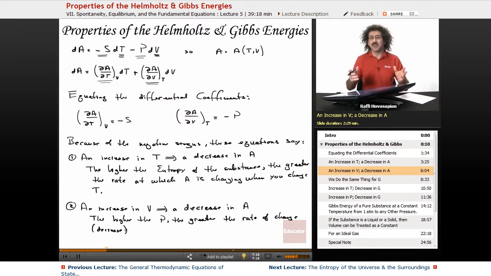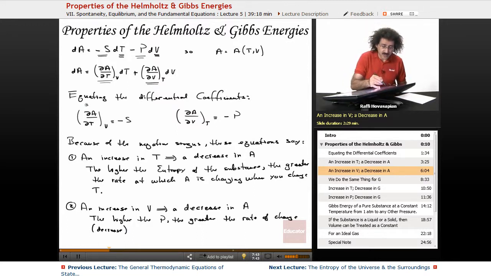If I'm at a particular temperature and a particular pressure, the Helmholtz energy is going to change at a rate given by the pressure. If the pressure is higher, the rate of change is going to be bigger. The decrease is going to be bigger if I'm increasing the volume. And it's the other way around. If I'm decreasing the volume, it's going to go the other direction, and the Helmholtz energy is going to increase. So that's all that this is saying.